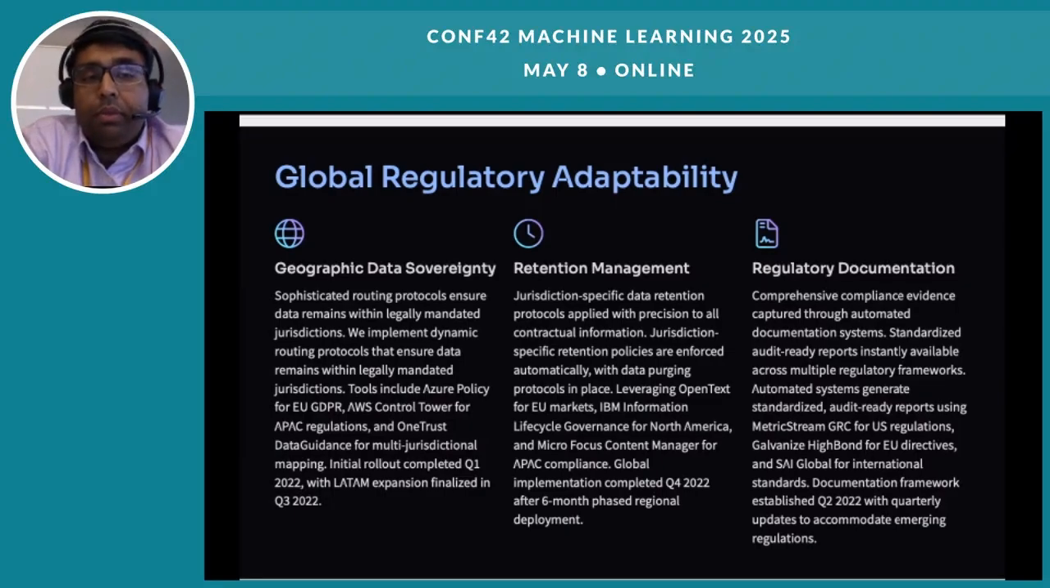Operating globally means being flexible by design. We route data according to jurisdictional boundaries and apply region-specific retention and deletion policies. Our documentation system creates audit-ready reports that align with multiple standards simultaneously. This lets us stay compliant without having to rebuild processes every time a regulation changes.